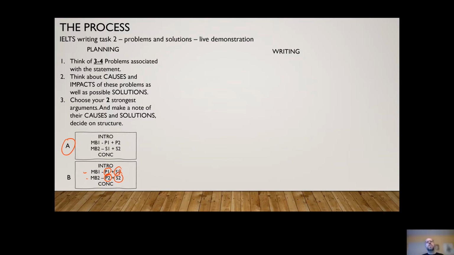If you know that cohesion and coherence is a challenge for you, follow the first structure, A. If you know that you're confident with structuring essays and you want to do something a bit more complex, you really want to link your problems and solutions to each other, follow structure B here, because in that structure, in your main body paragraphs, the problems are matched to their solutions. Now, once you've done that, you can start writing.